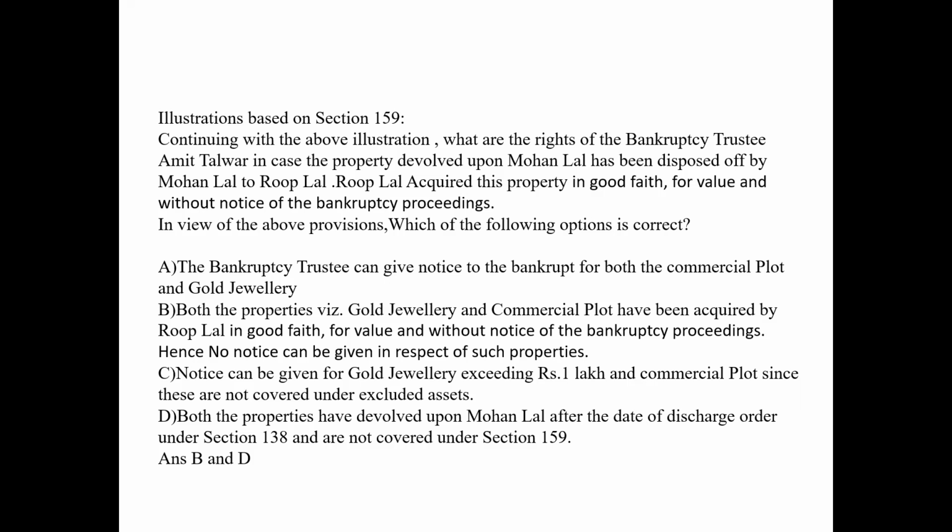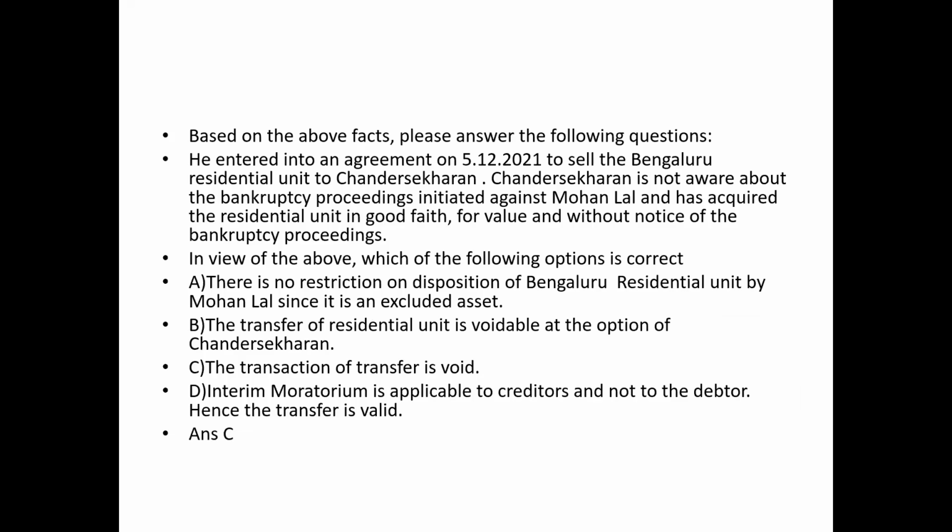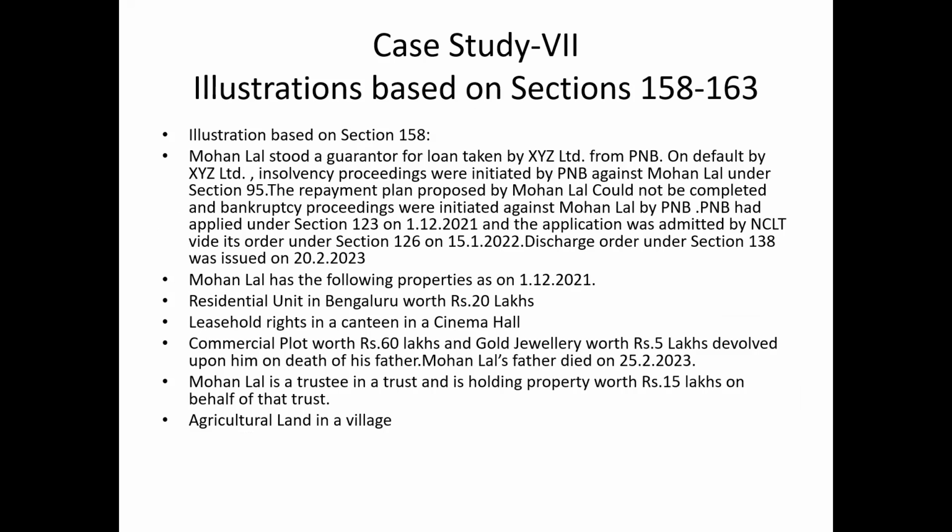So here we have to see that certain property has devolved upon Mohanlal. Now let us see the period when this property has devolved upon him. This property has devolved upon him on 25 February 2023. And what is the date of discharge order? 20th February 2023. So after the discharge order, if anything devolves upon a person, that belongs to him. ठीक है ना? Yes, sir.